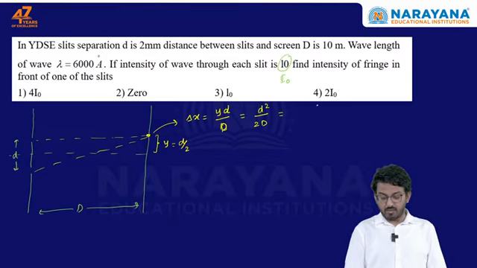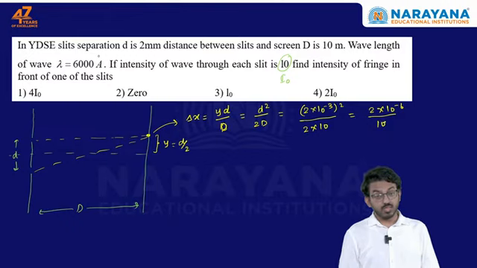So let's calculate the value here. Small d is given to be 2 mm. So 2 into 10 to the power minus 3, I'll solve in SI units, squared, divided by twice of capital D, which is 10 meter. This comes out to be 2 into 10 raised to the power minus 6 divided by 10. This is the path difference.